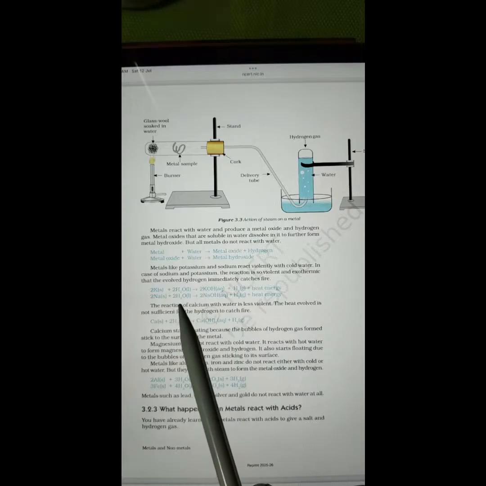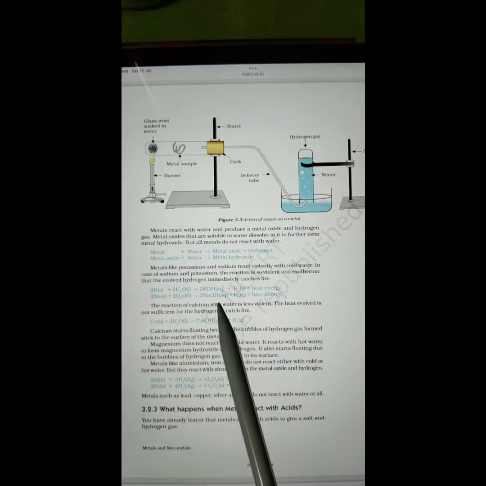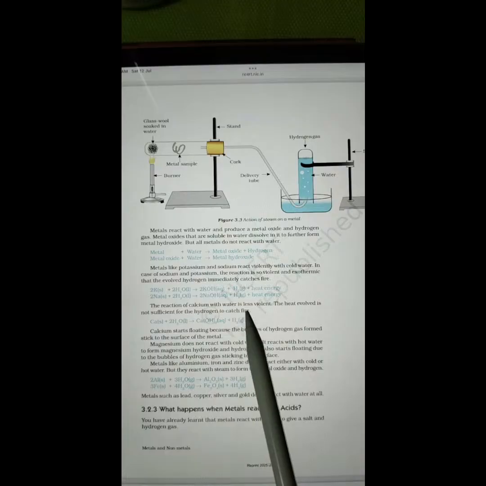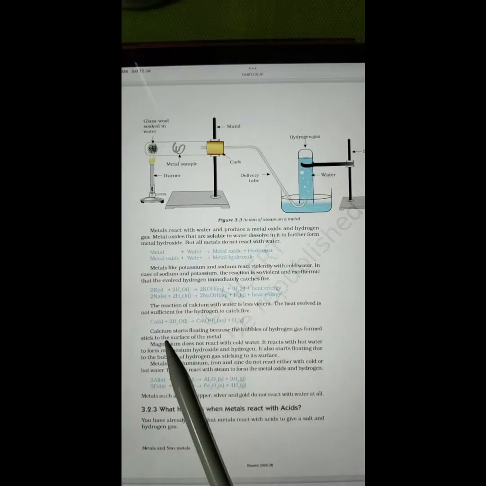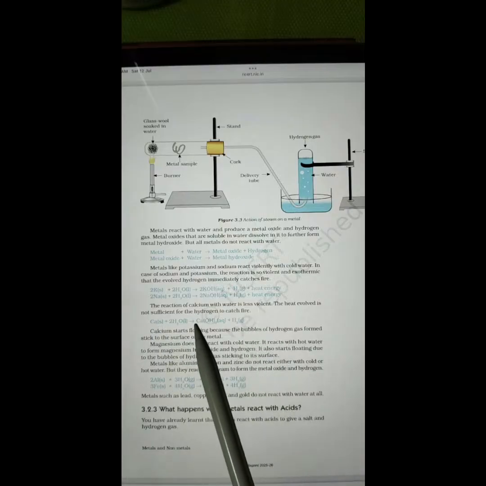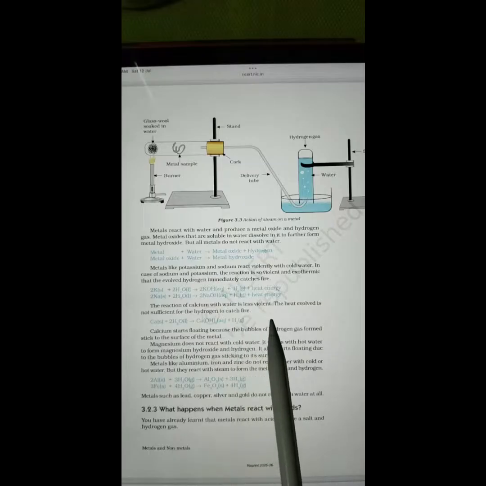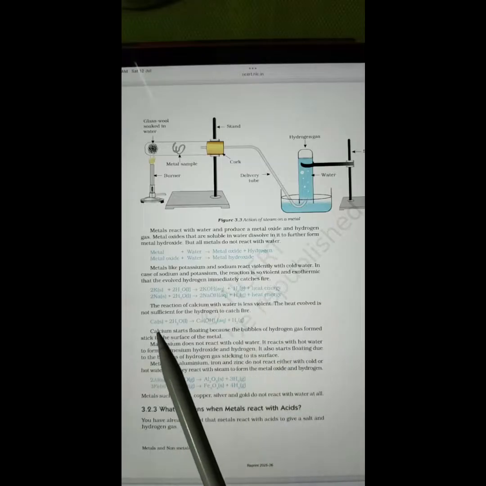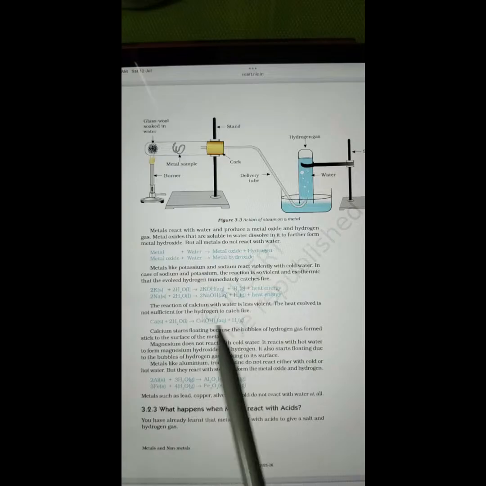Two molecules of water will give you 2NaOH in aqueous form plus H2 in gaseous form plus heat energy. The reaction of calcium with water is less violent. The heat evolved is not sufficient for the hydrogen to catch fire.